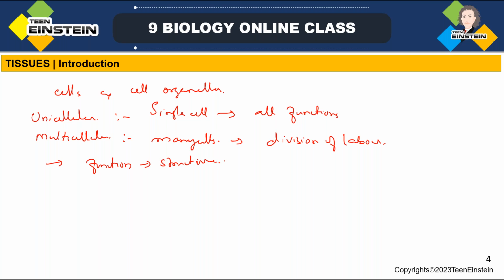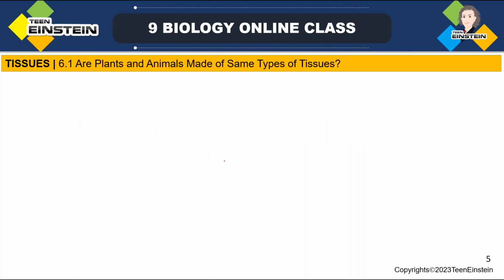Then our next concept which we have learned is whether plants and animals are made up of the same type of tissues. For that we have learned that they don't have the same type. In a sense, we can say that they are not made up of the same type of tissues, right? Because in structural and functional ways, animals and plants have a lot of difference, right?